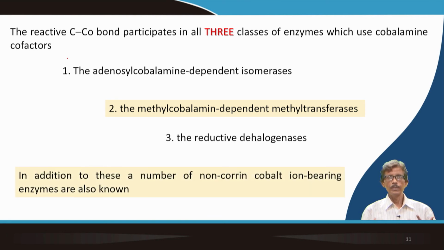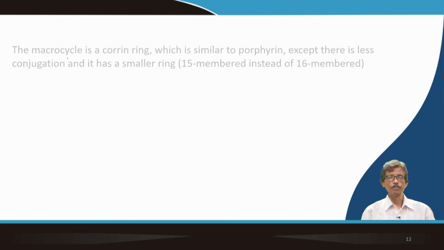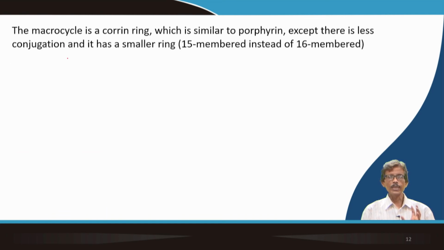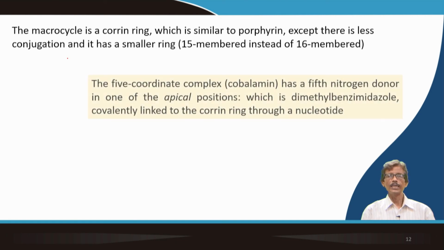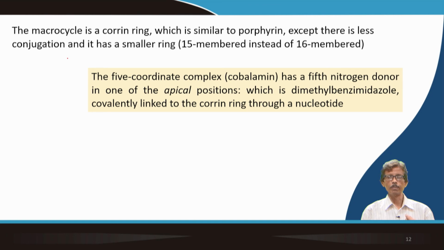Then if we can squeeze the class a little bit, or if time permits, we can go for something where you can have some species where the corrin ring is not available and the cobalt center is only available, but it can show some other enzymatic activity. So, the macrocycle is the corrin ring, which is similar to your porphyrin, and there is less conjugation, that means some are saturated and it is 15 membered instead of 16 membered.